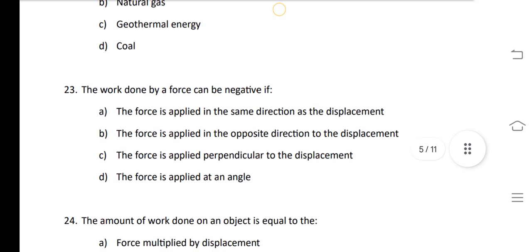Our next question is, the work done by the force can be negative. Work done can be negative if the body is displaced opposite to the direction of force applied. So the correct answer will be option number B. The force is applied in the opposite direction to the displacement.